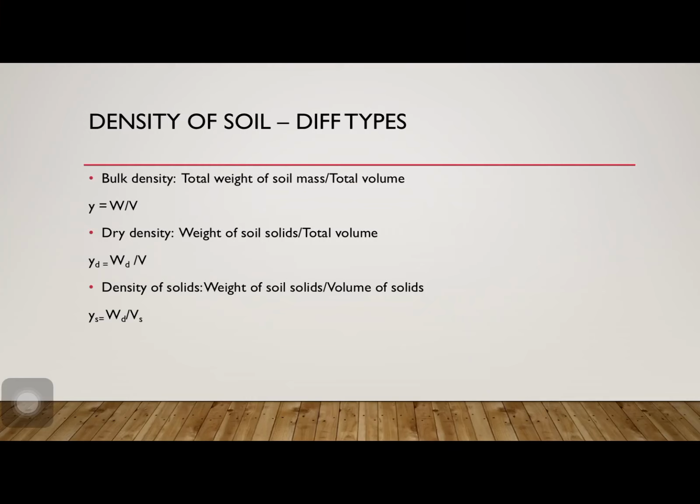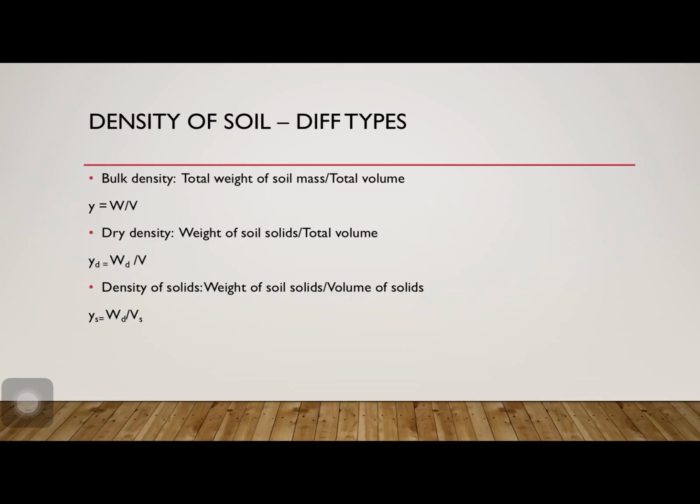Next is a very important topic. Why? Because there are so many functional relationships which depend on these densities. Like there are different types of densities, like bulk density, dry density, then the density of solids, then saturated density of the soil mass, then the submerged density of the soil mass. So all these densities, definitions and formulas we should remember. Why? Because we have to use it in the functional relationship, which we will discuss in our later sessions. So let's discuss the density.